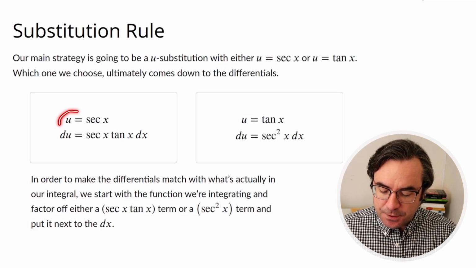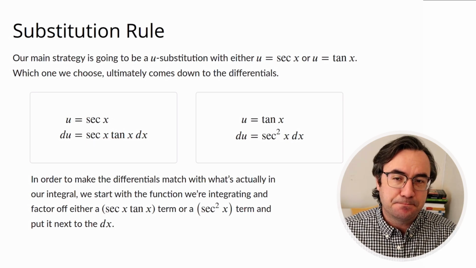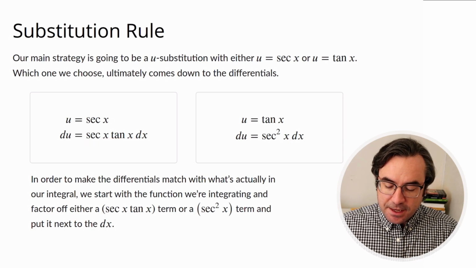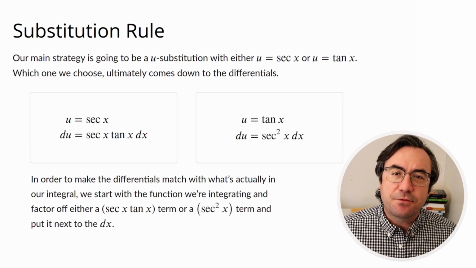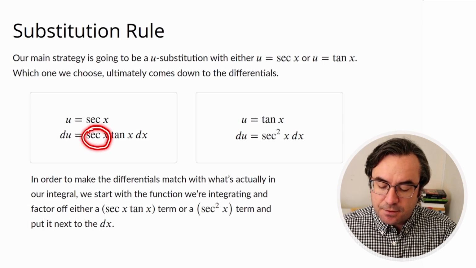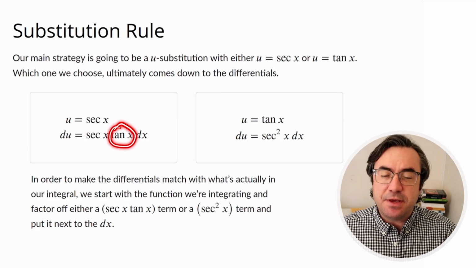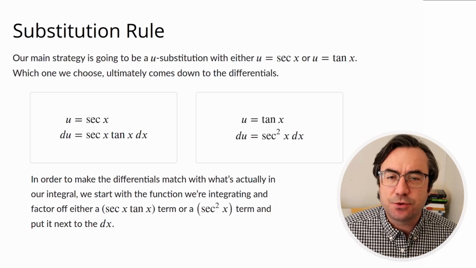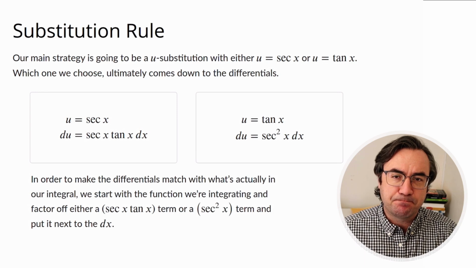So let's suppose we let u equal secant x. Well, the derivative of secant is secant times tan. So if this is going to be our substitution, the idea for how this strategy is going to work is we're going to peel off from our integral one copy of secant and one copy of tan and slide them next to our differential so that we get our differential to match up nicely.